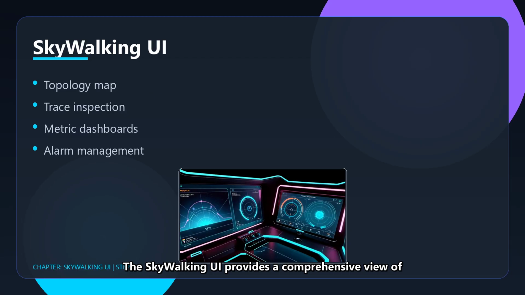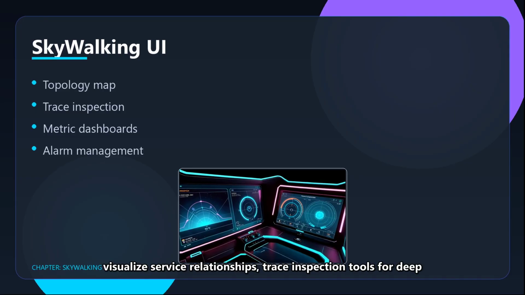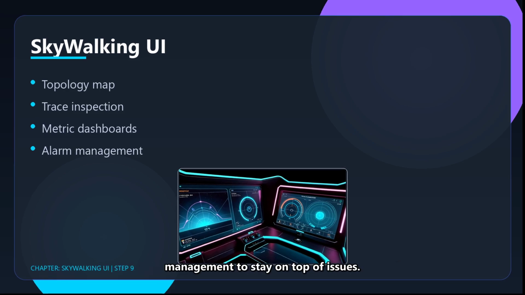The SkyWalking UI provides a comprehensive view of your system. It includes a topology map to visualize service relationships, trace inspection tools for deep dives, metric dashboards for performance monitoring, and alarm management to stay on top of issues.